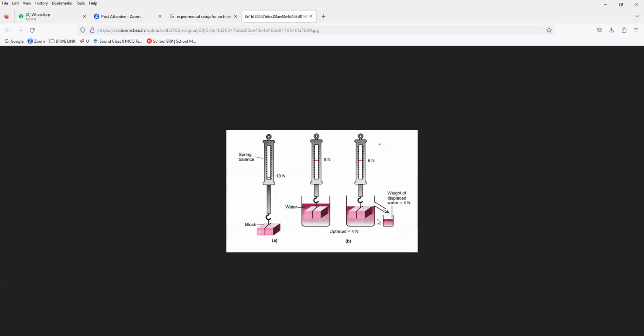Now first I have a block, you can see in picture A alone. Are you clear, everybody? I have a block and I measure it with the help of a spring balance. Why am I using a spring balance here? I am measuring weight. Weight means what? Force. What is the unit of weight? Newton.